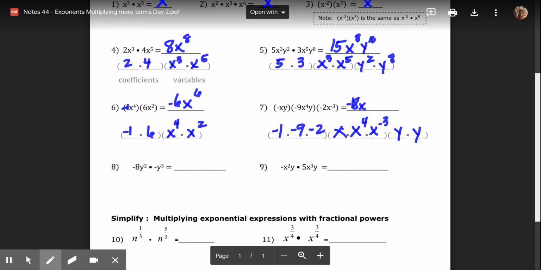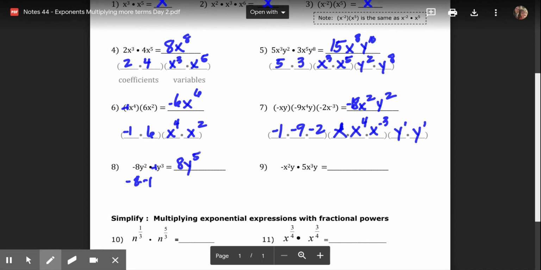X to the, now on this first x, remember the exponent is understood to be 1. So don't forget about that. So 1 plus 4 is 5. And then 5 minus 3 is 2. So that would be squared. And then on the y's, remember the exponent's understood to be 1. So there's a 1 and a 1, which makes 2. So negative 18 x squared, y squared. Number 8, remember the coefficient here is a negative 1. So negative 8 times negative 1 gives you a positive 8, and then you add the exponents of the y's. 2 plus 3 gives you 5.